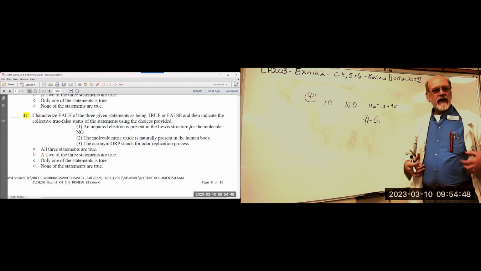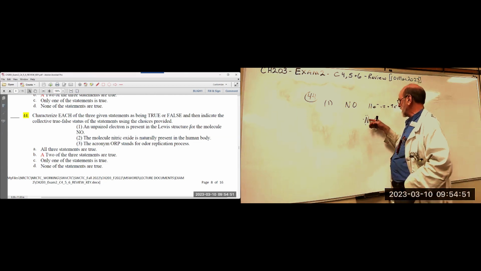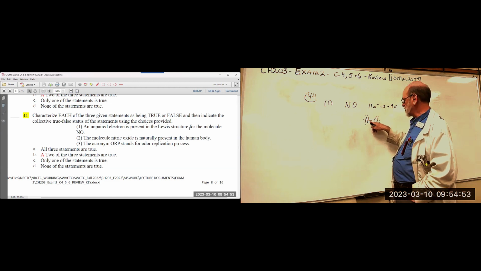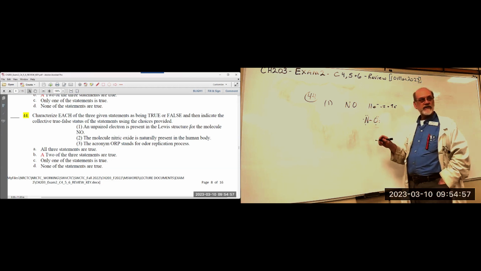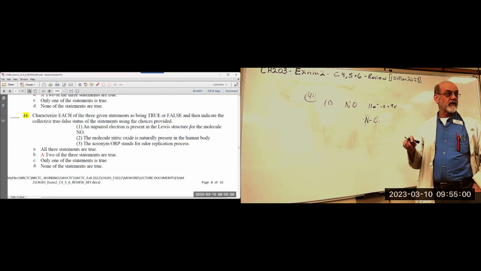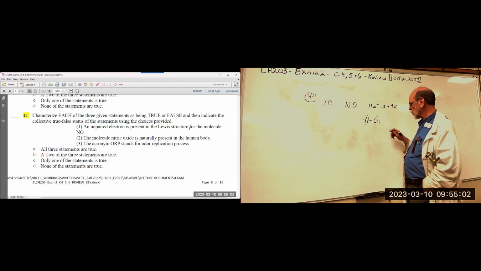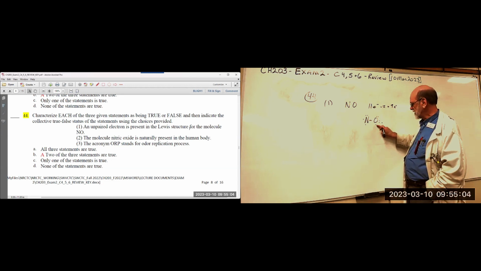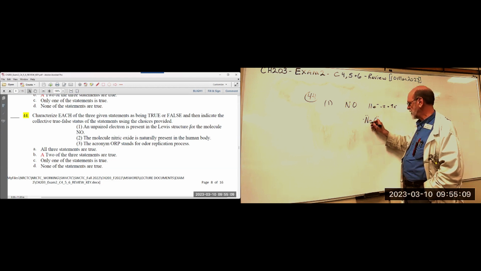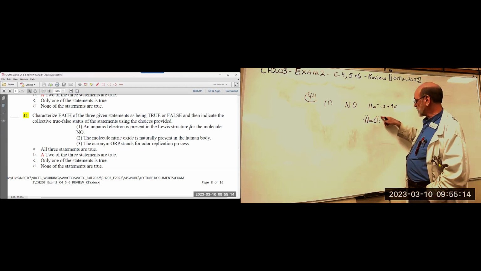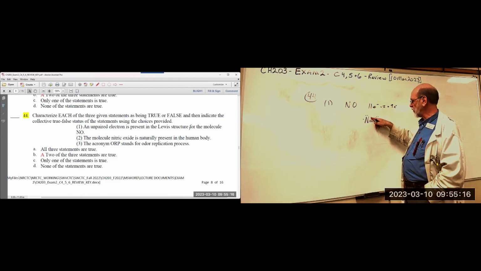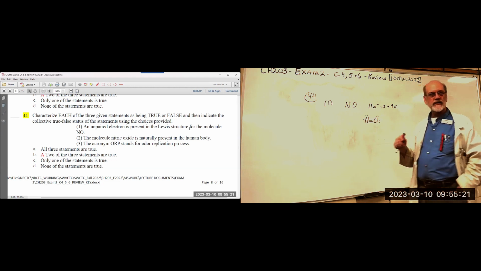Okay. Now we have to decide how we're going to make an octet for nitrogen. We got 2, 4, 6. We need 2 more. We need another bond in here. So where are the electrons going to come from? Well, if we take one from this side and one from that side, then we can make another bond, assuming it's not a coordinate covalent. That means 2, 4, 6, 8 for oxygen, 2, 4, 6, 7. So nitrogen is deficient.